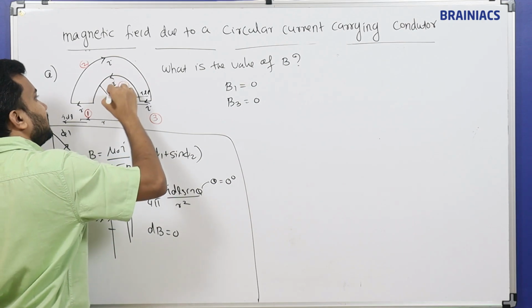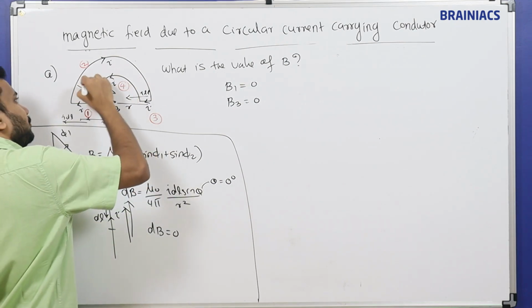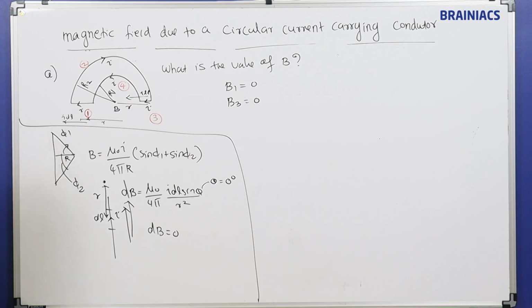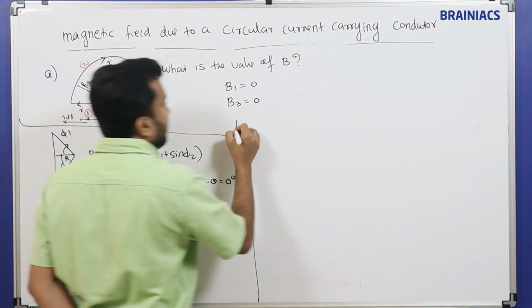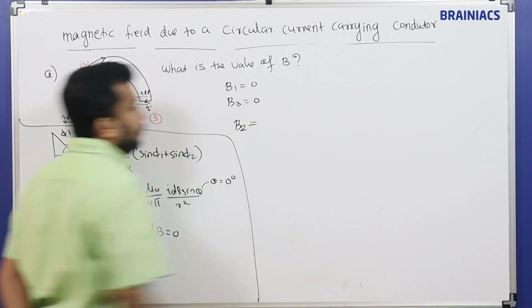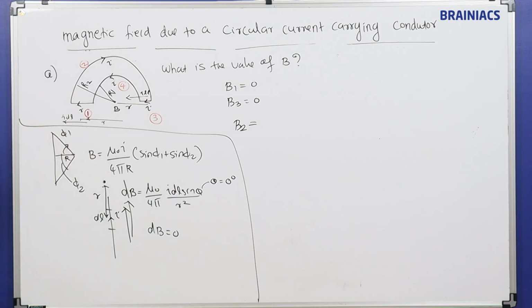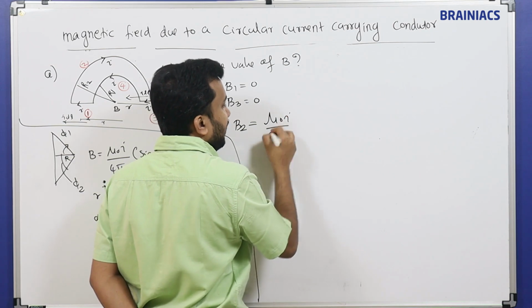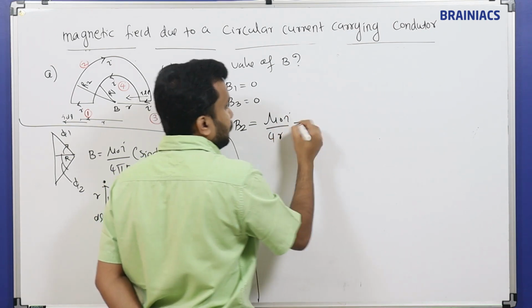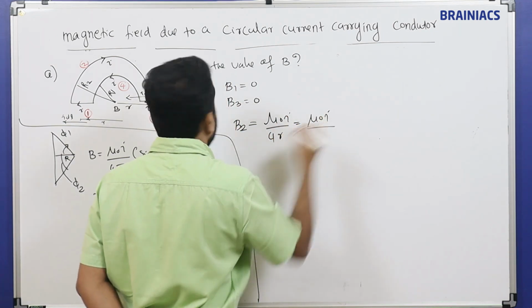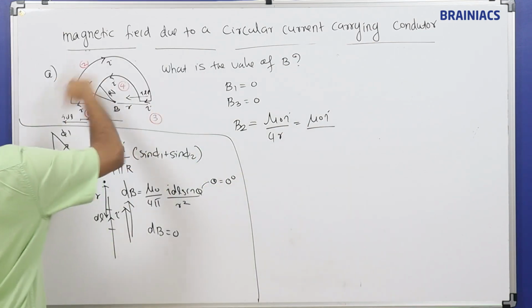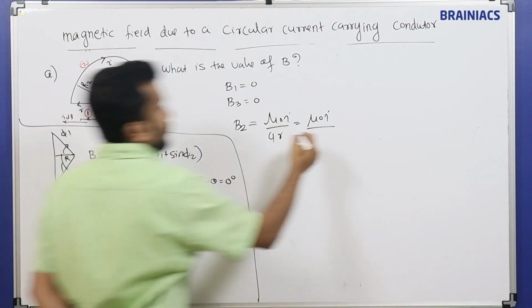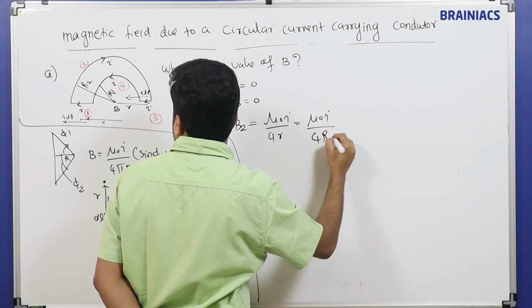Next, we are given two radii. The inner radius is R1, as given in the question, and the outer radius is R2. Now we will find the magnetic field due to the second one, B2. This is a half circle. Of course we know the general formula for a half circle is mu 0 I divided by 4R. So in our case we are going to find B2 like this. What is the radius of this one? It is 4 times R2.